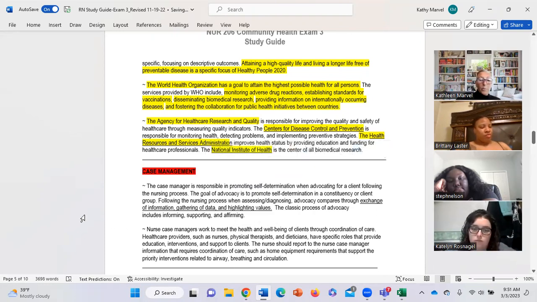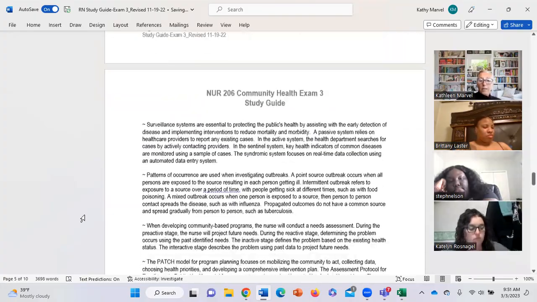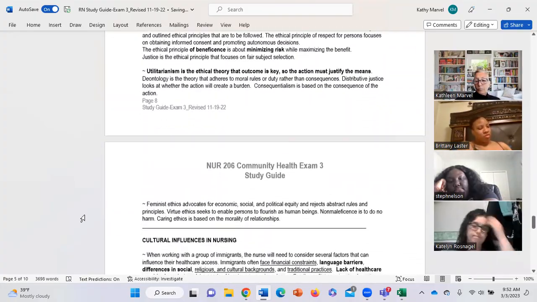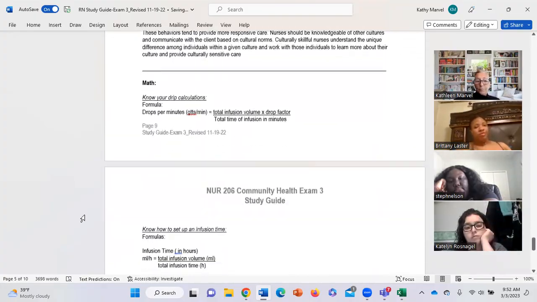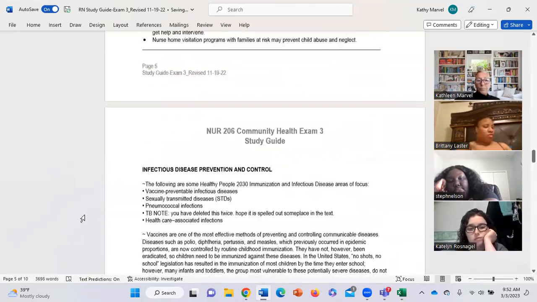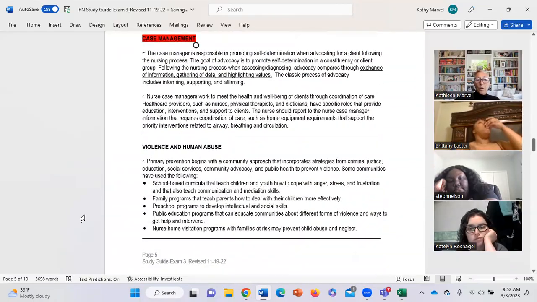Okay, then case management. Are you getting how we're breaking all this down? So you have a case management section. Go through and find the important part of the bullet and then read the rest of it. Don't just read the first sentence, right?